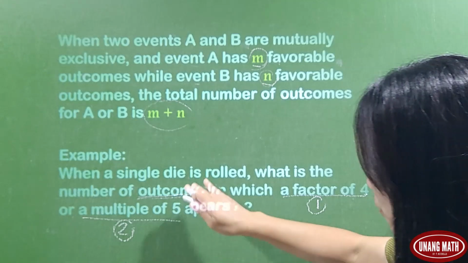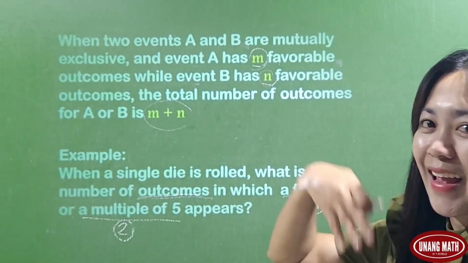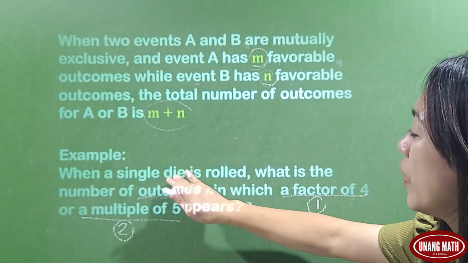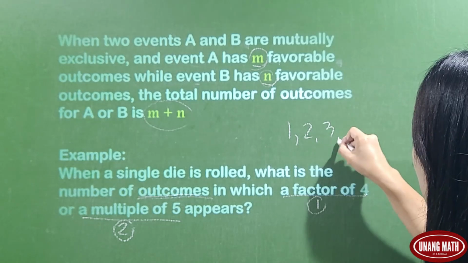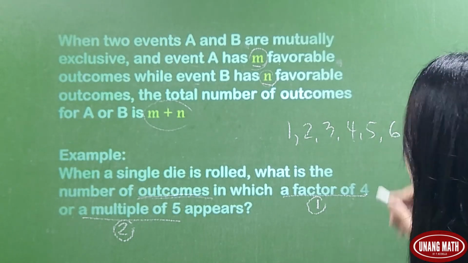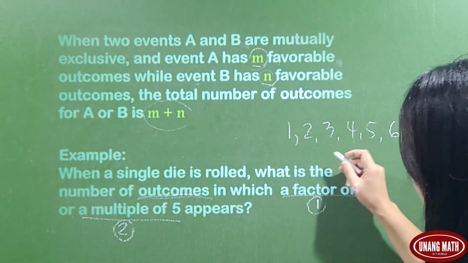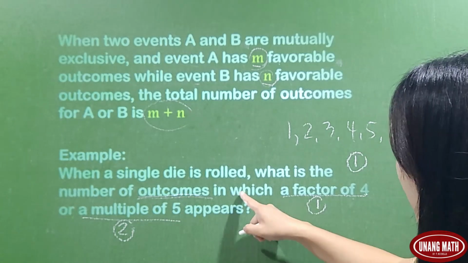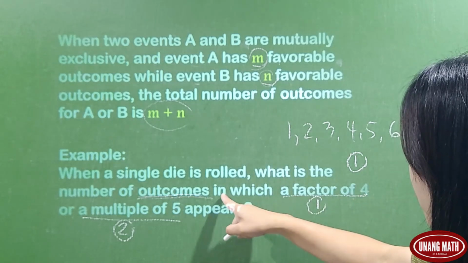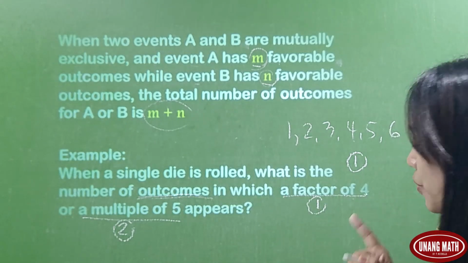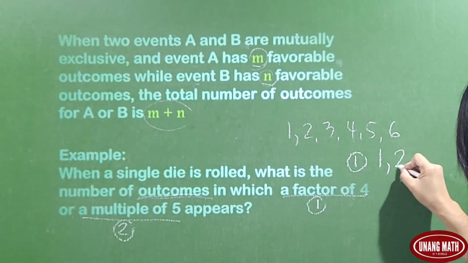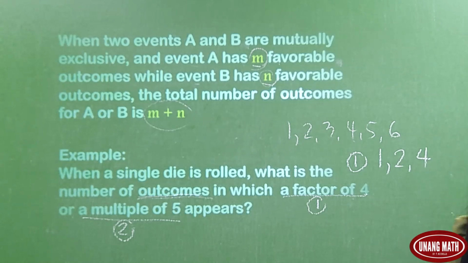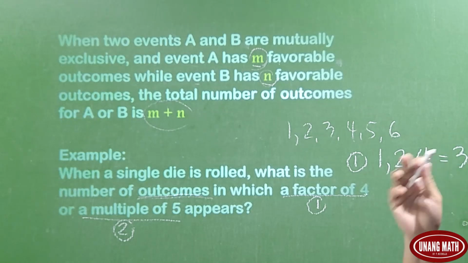So the condition is we have here a single die. And when we roll that die, we know that a die has 6 faces. So 1, 2, 3, 4, 5, 6. First event. Among these numbers, which is a factor of 4? So we have here 1. What else? 2 and 4. So we have 1, 2, and 4. So there are 3 outcomes.